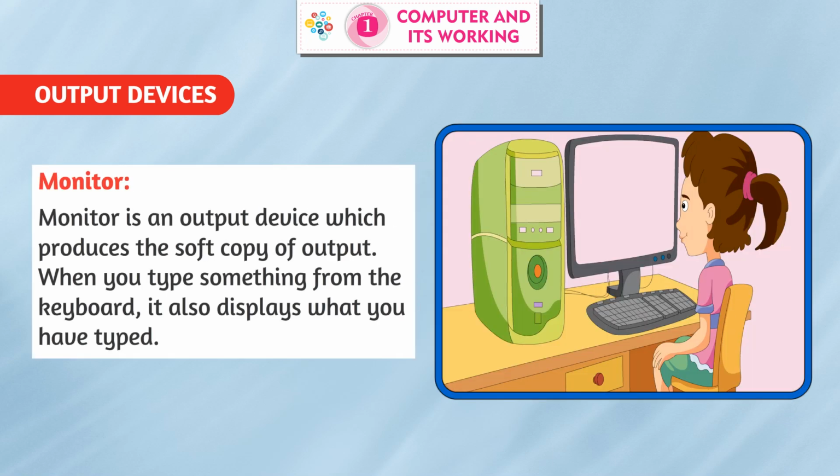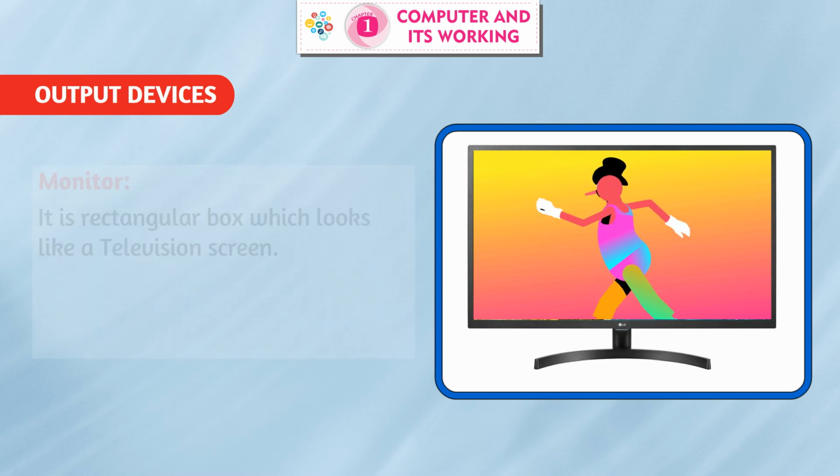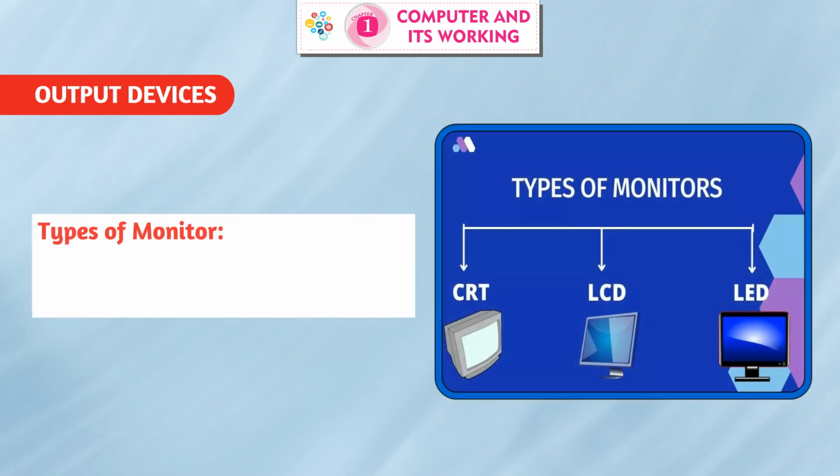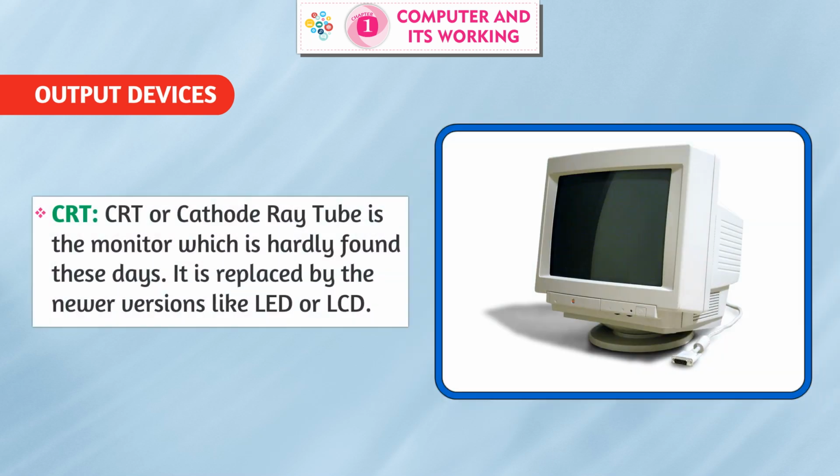Monitor. Monitor is an output device which produces the soft copy of output. When you type something from the keyboard, it also displays what you have typed. It is a rectangular box which looks like a television screen. Types of monitor. There are various types of monitor available these days, like CRT.